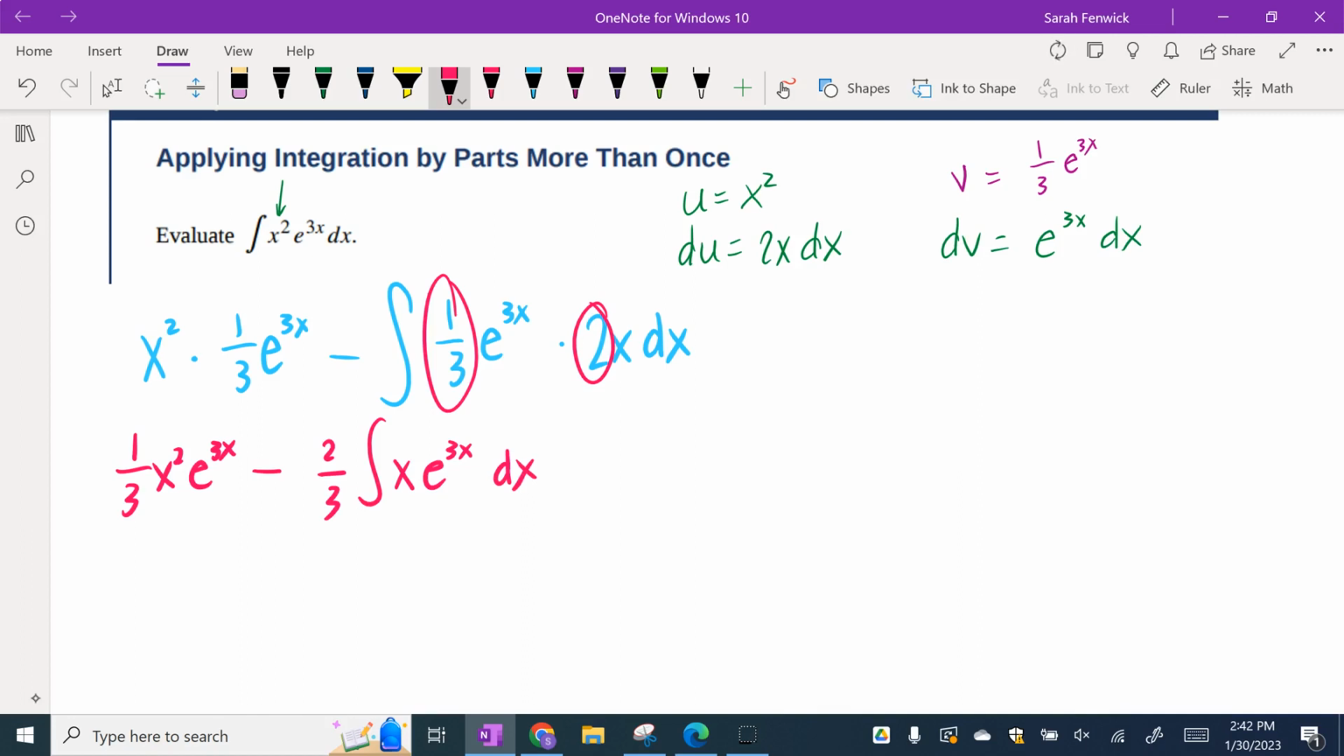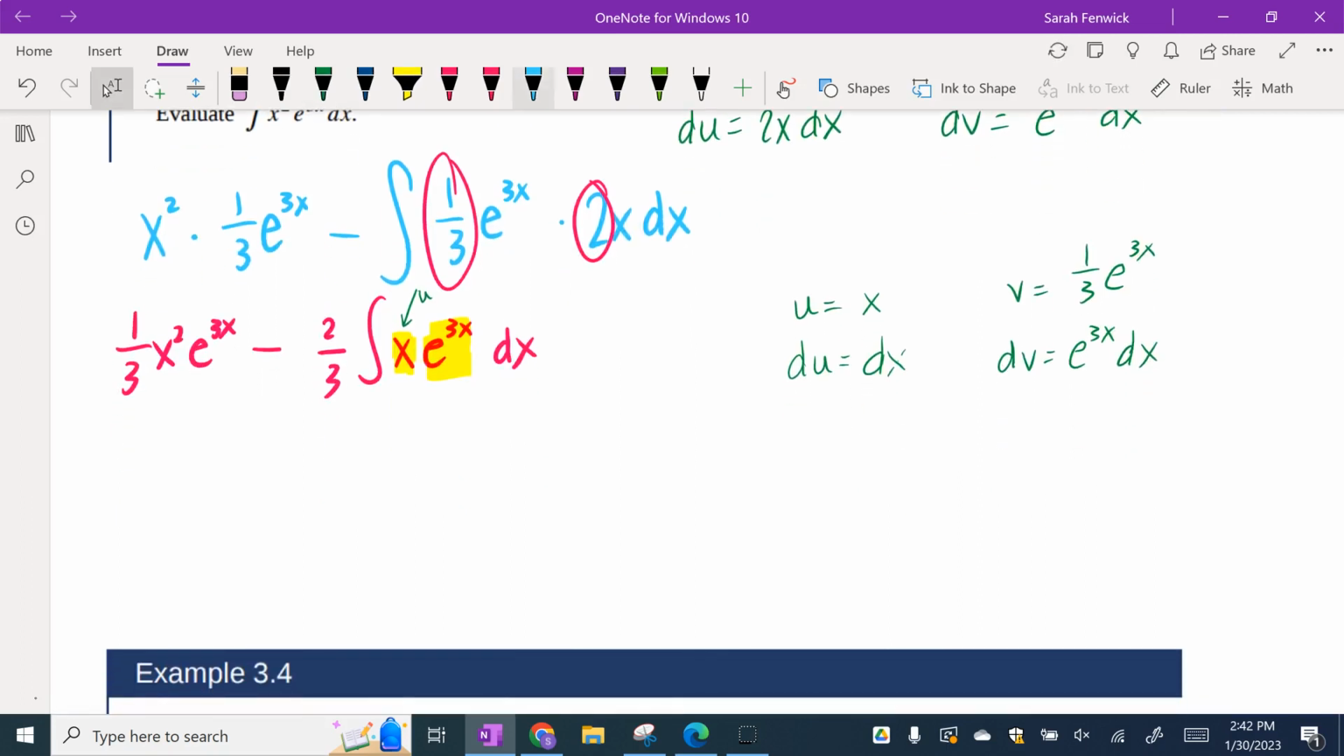Okay? Here's the problem. I still have x and e to the 3x. So I have to do integration by parts twice on this one. So my u is going to be x, my du is going to be dx, my dv is e to the 3x dx, which we've already done, so v is 1/3 e to the 3x. Okay, so stay with me. You got to put all this stuff together.